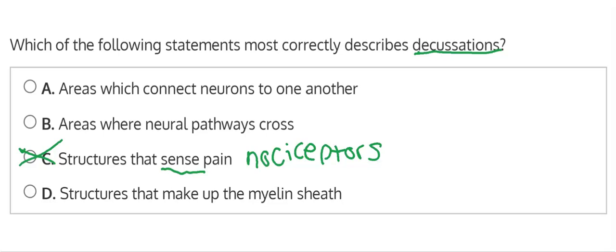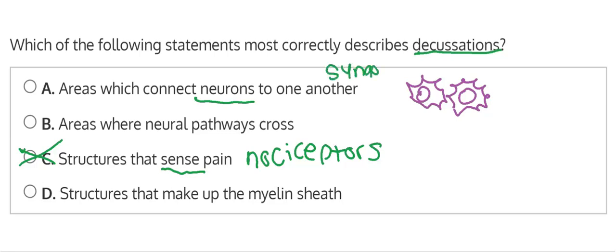So looking at option A, areas which connect neurons to one another. Remember, if you have your neuron that looks sort of like this, and then you have another neuron connecting, that's the basic unit for transmitting information in the form of a synapse, because that's the name, synapse, of transmitting information from neurons to neurons, and that's how they connect. So therefore we could eliminate option A because the term decussation does not relate to a synapse.